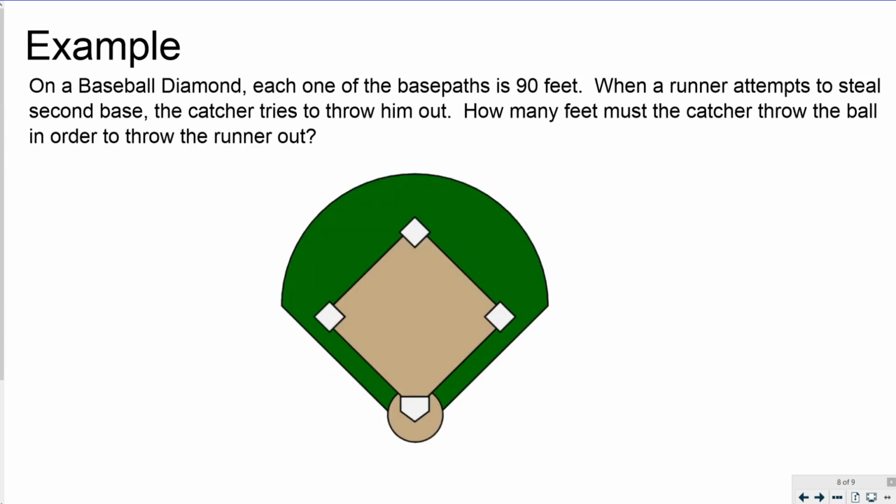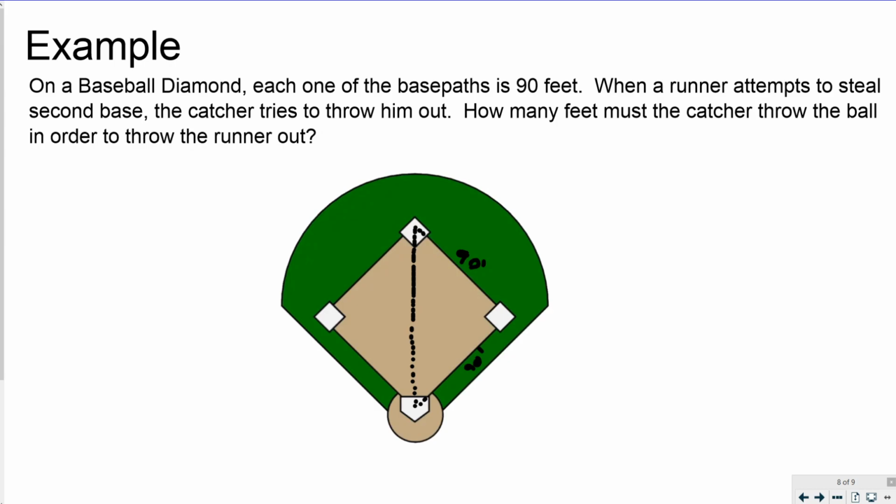So, real world example here. On a baseball diamond, each of the base paths is 90 feet. So I'm going to mark that as such, 90 feet and 90 feet. When a runner attempts to steal second base, the catcher tries to throw him out. How many feet must the catcher throw the ball in order to throw the runner out? So basically, I am trying to calculate the distance between the two, from here all the way up to here.